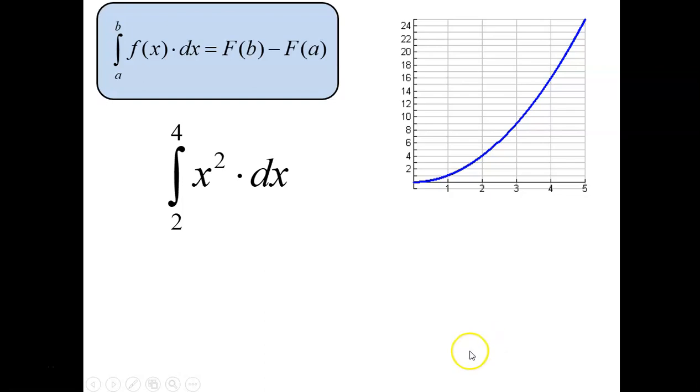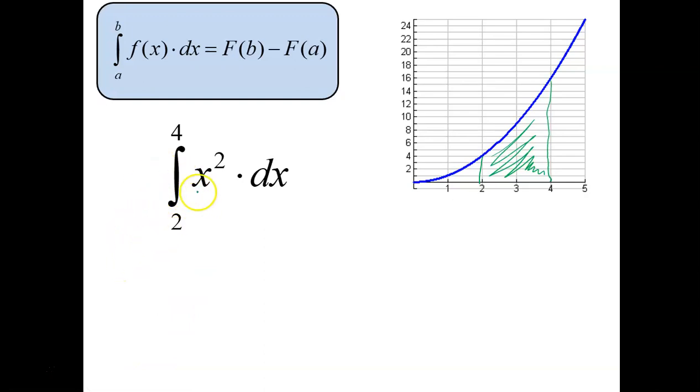All right, let's try one. Okay, so I've got the integral from 2 to 4 of x squared dx. So I want to come over here. This means I want this area right here between 2 and 4. So I already know it better come out positive, right? It's all above the x-axis. Okay, so take a second and do that integral. Give it a shot and then we'll go over it.